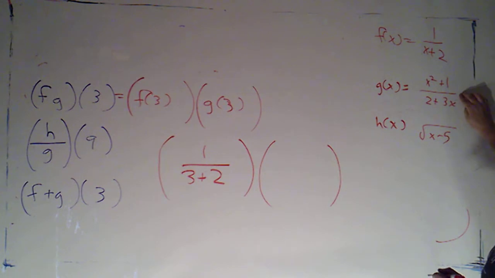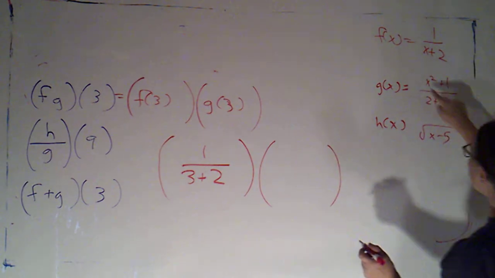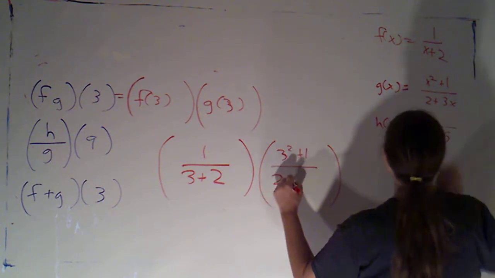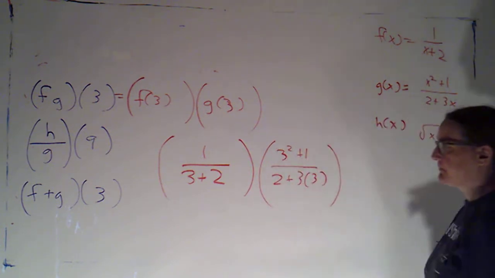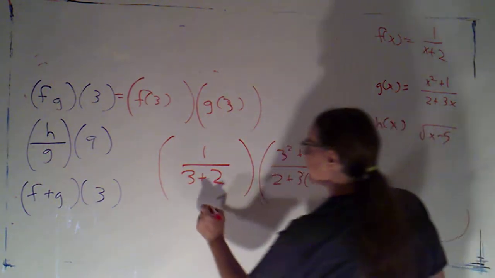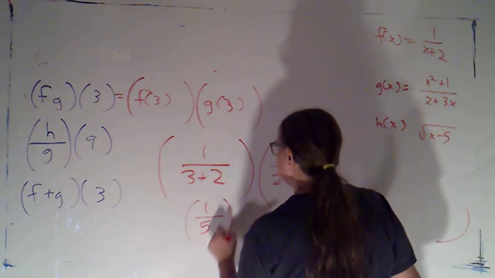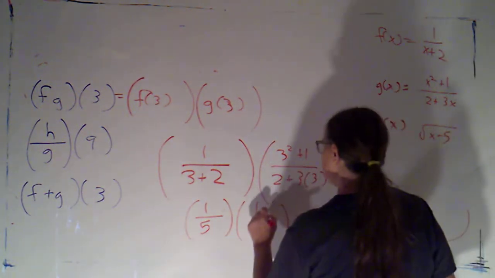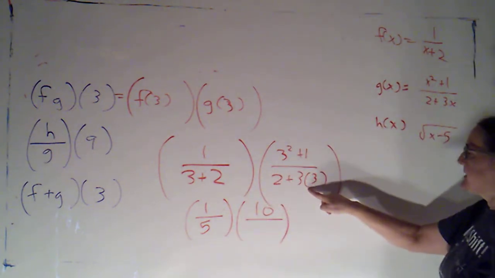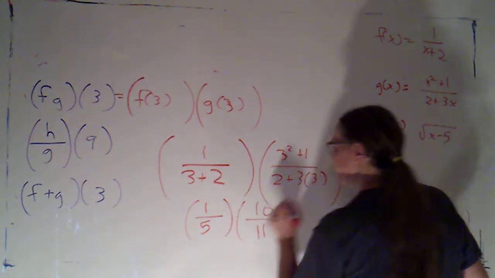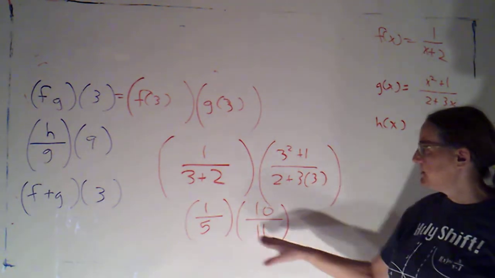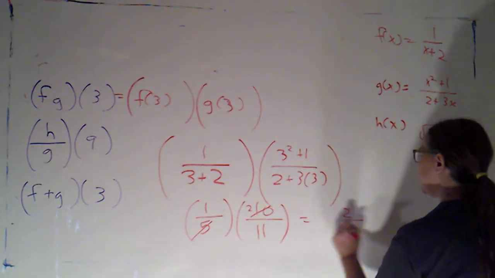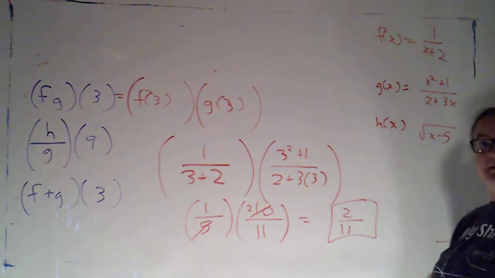G of 3, that's this function, so I'm plugging in 3 for both x's, so that's going to be 3 squared plus 1 over 2 plus 3 times 3. So let's simplify each of these, so that's going to be 1/5 times 3 squared is 9 plus 1 is 10 over 3 times 3 is 9 plus 2 is 11. So I'm just multiplying 1/5 times 10/11. I can cancel the 5, it goes into 10 twice, so I'm going to get 2/11.